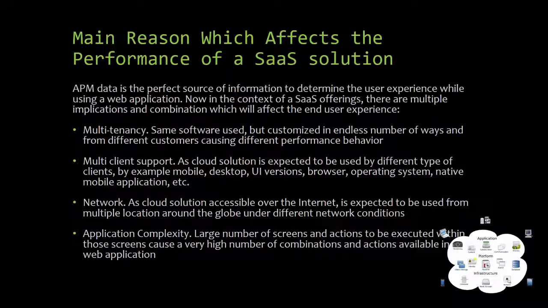causing different performance behaviors. Multi-client support: a cloud solution is expected to be used by different types of clients, for example, desktop applications, different UI versions, browsers, operating systems, native and hybrid mobile applications. Network: a cloud solution is accessible over the internet. It is expected to be used from multiple locations around the globe under different network conditions.